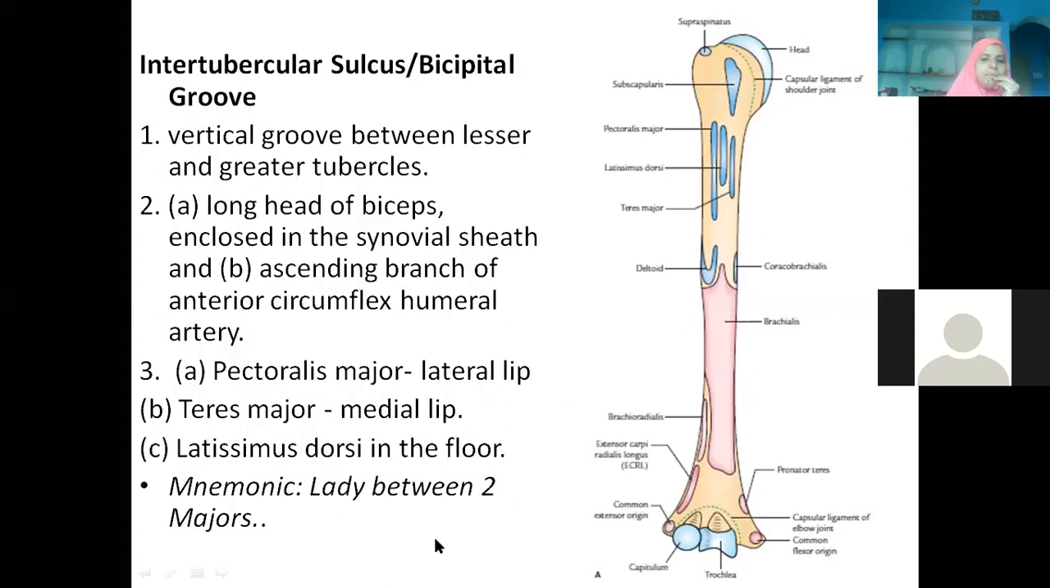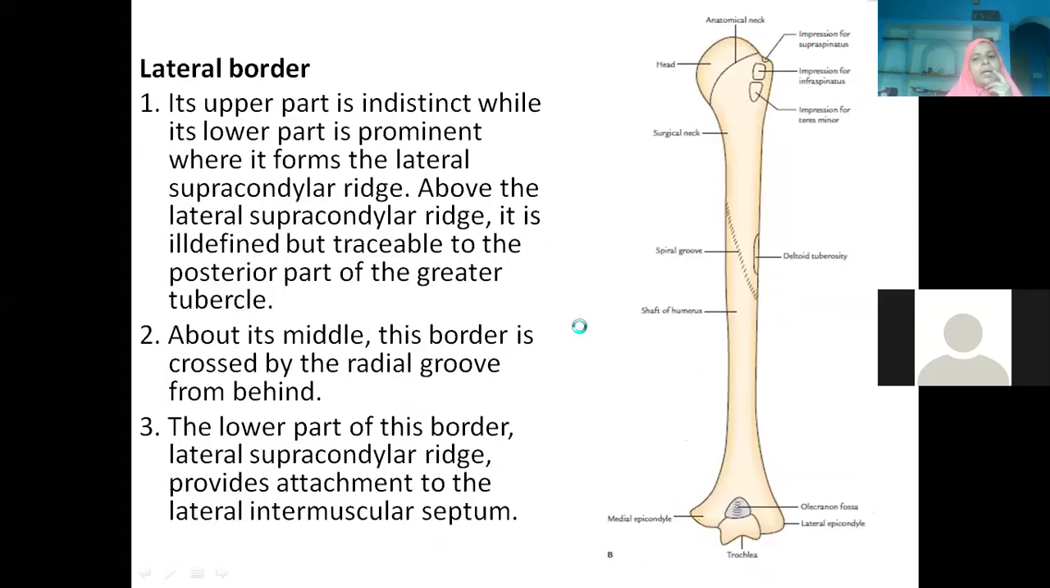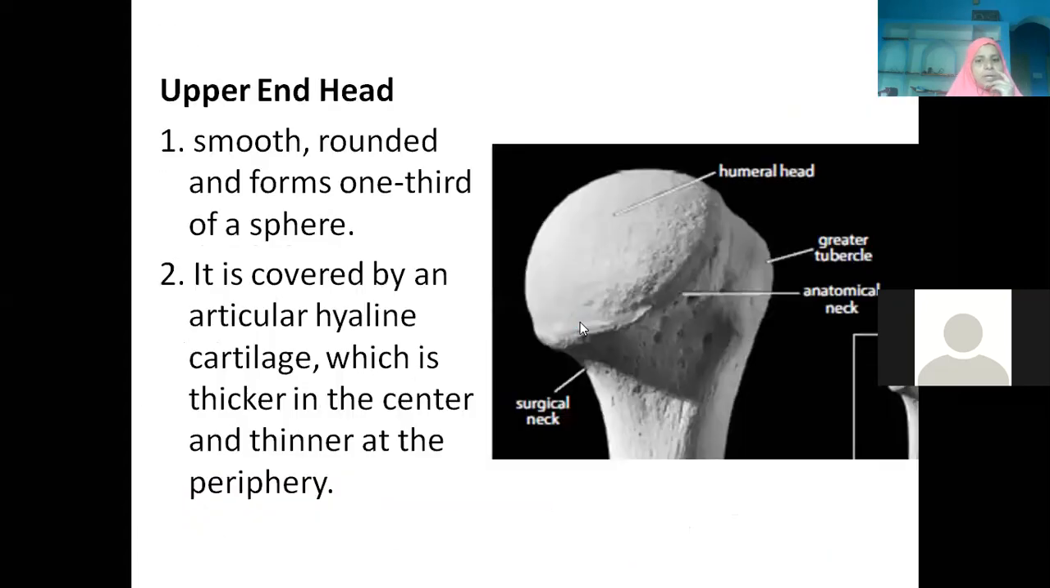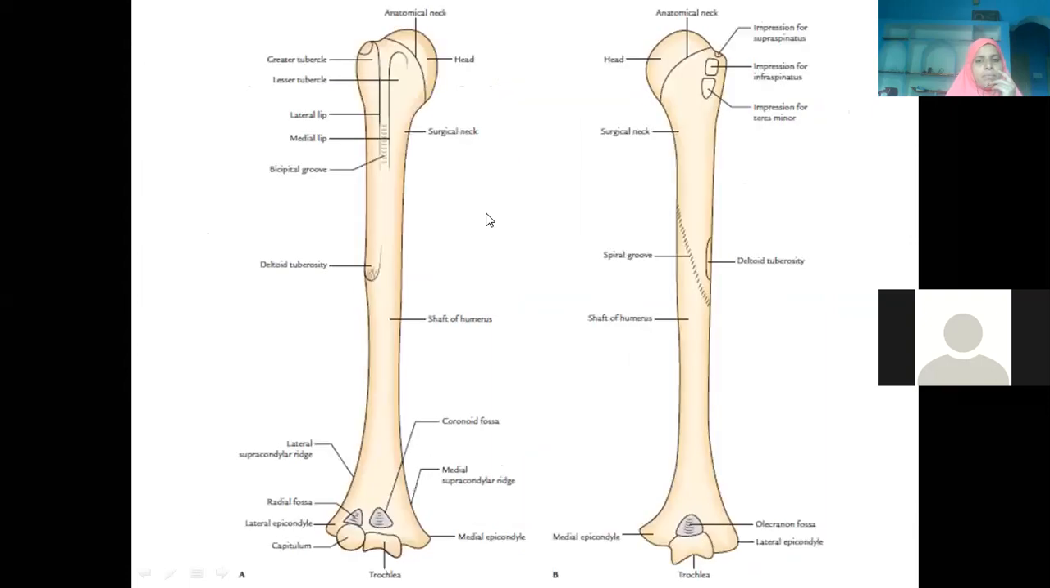Everything I told you already. Three borders also we have discussed. The anterior border, take the bone. This border in the middle will be the anterior border. Then this is the medial border and lateral border. Between the anterior border and medial border, the surface will be the anteromedial surface. Between the anterior border and lateral border, the surface would be the anterolateral surface.